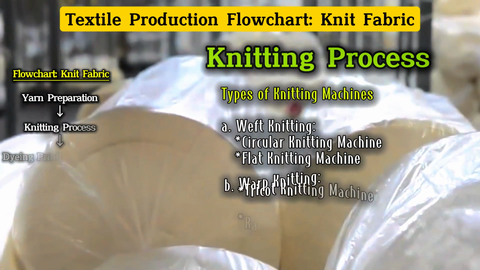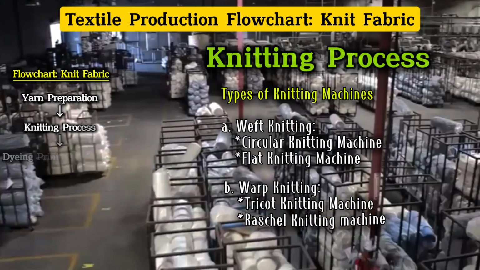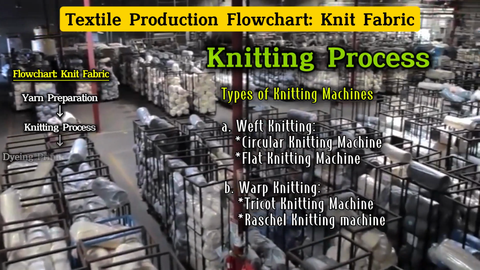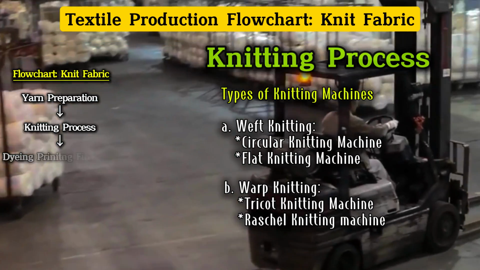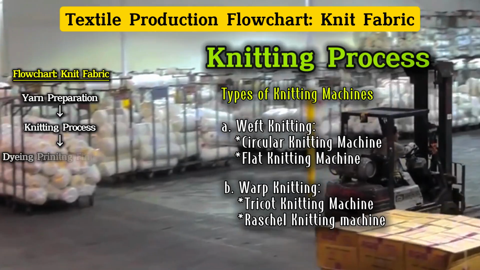Warp knitting. Tricot knitting machine. Produces finer fabrics, often used in lingerie and sportswear. Raschel knitting machine. Produces open, lace-like fabric often used for curtains or sportswear.